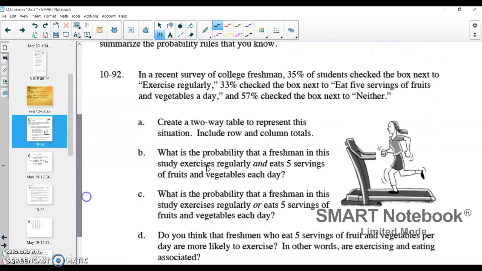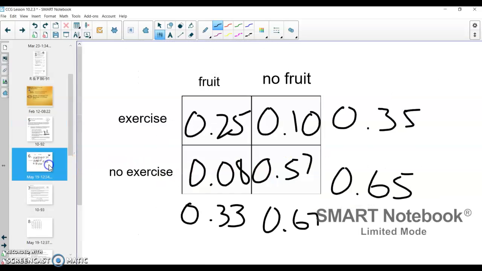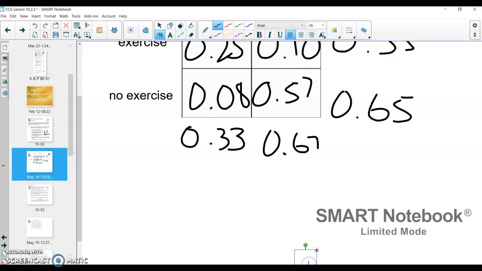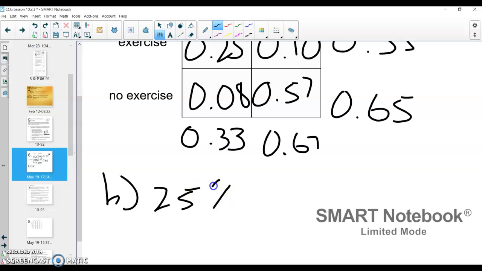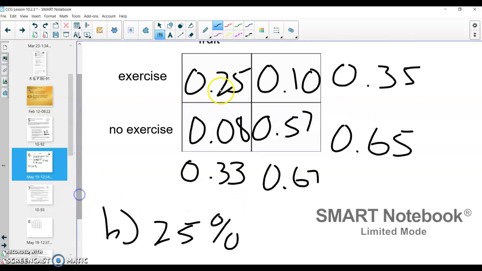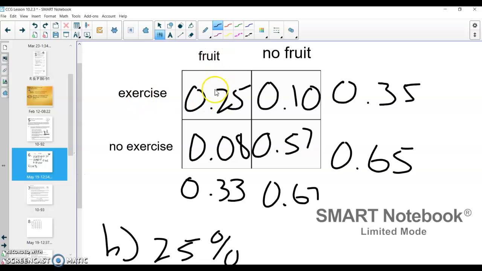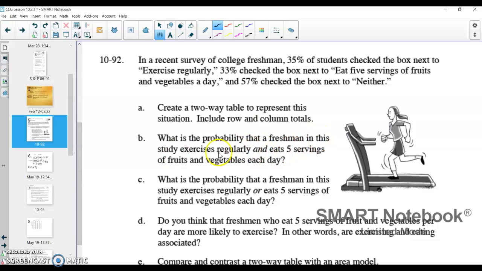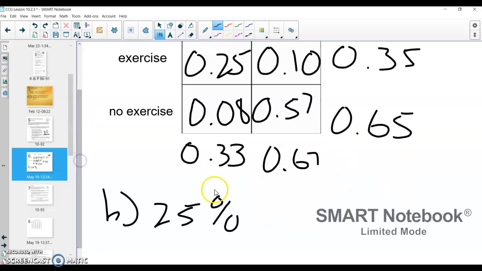And so for part B, it says, what is the probability that a freshman in this study exercises regularly and eats 5 servings of fruit a day? And so we're going to look at exercising and fruit. For part B, 25% of those students, because of this box right here, exercise and eat fruit. That is 25% or 0.25, and that's really what this question's asking: exercising and eating fruit. So I just choose that 0.25 and say 25% of students are exercising and eating fruit.